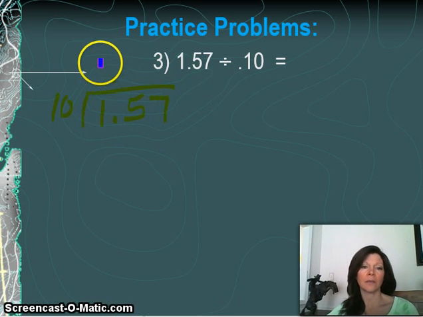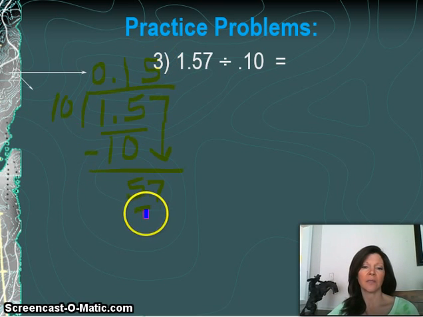10 can't divide into 1, so nothing goes above the 1. If you want to put a 0 there to help you keep it straight, you can do that too. You've already brought your decimal point up. Now think, 10 divided into 15, it goes 1 time. 1 times 10 is 10. Your next step is to subtract. 15 minus 10 is 5. Next step, bring down your 7. 10 divides into 57 5 times. 10 times 5 is 50. Subtract, you're going to get 7, and this is where it got tricky.